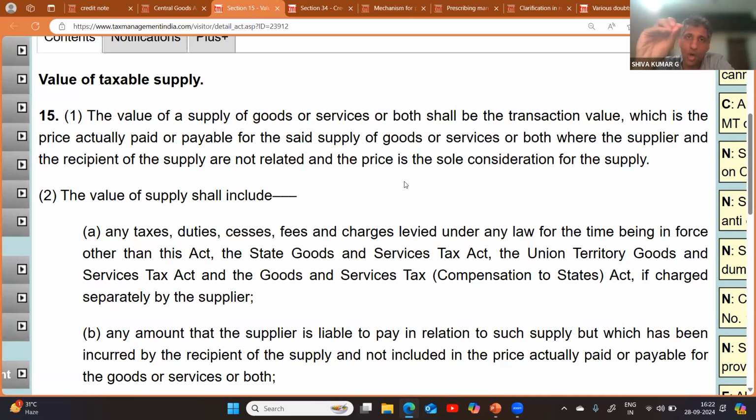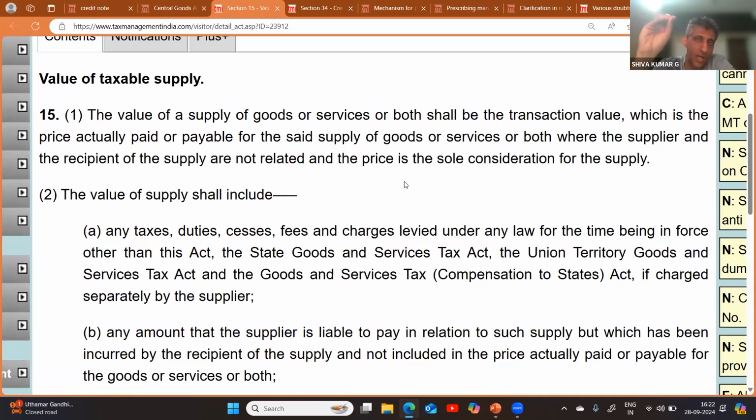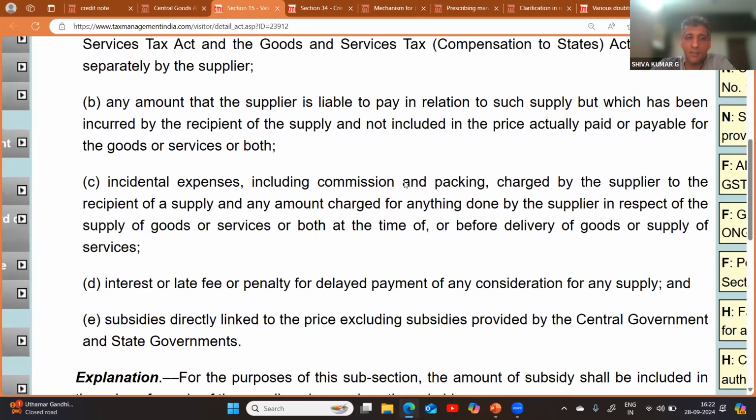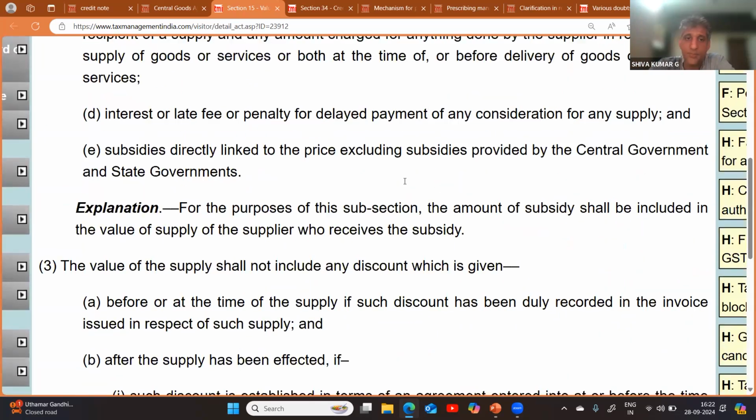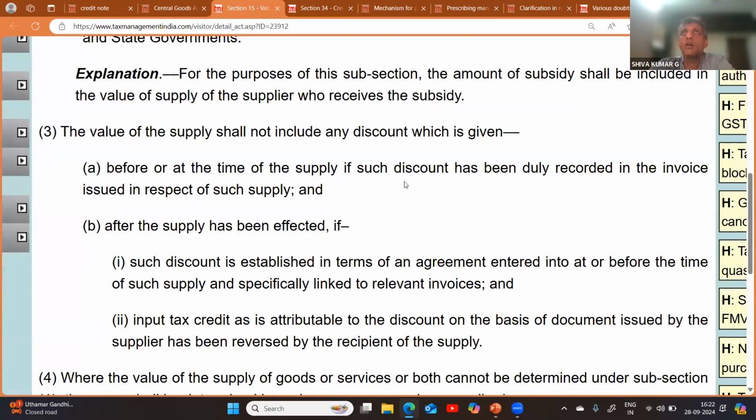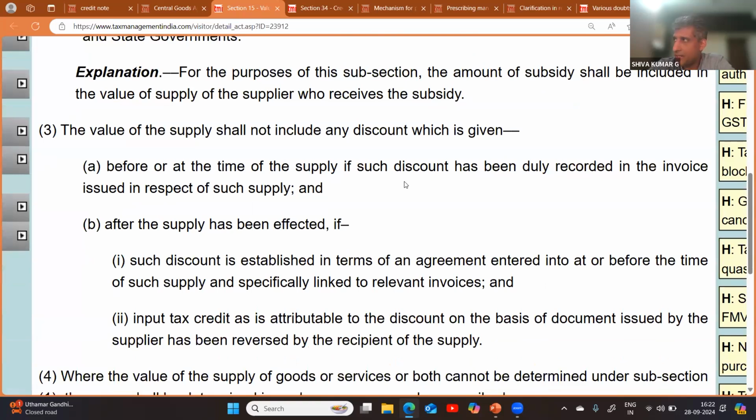Let's look at it purely from a discount perspective. Okay, what about discount? Discount, can I issue a credit note? The answer is yes, you can issue a credit note for discount, provided the buyer is reversing the credit. Now, there is a very interesting issue here.